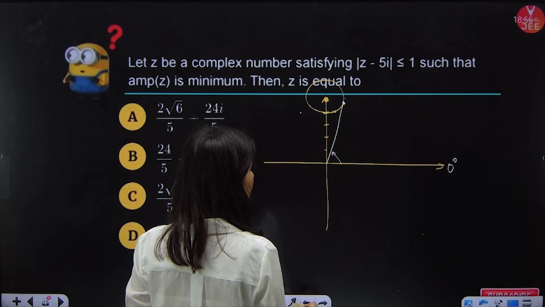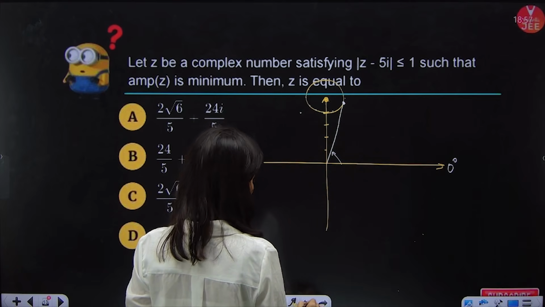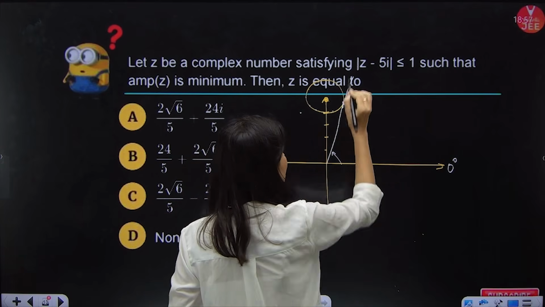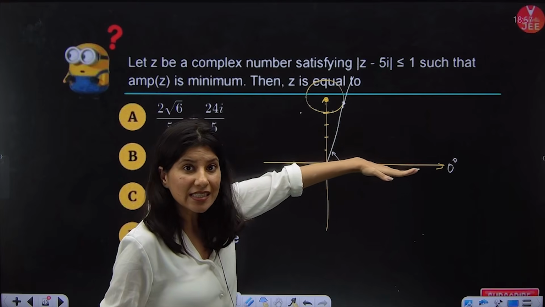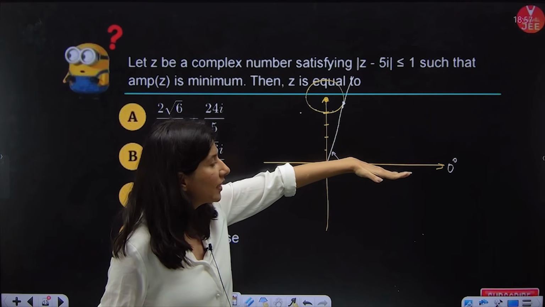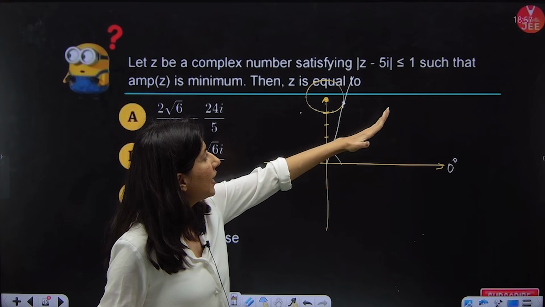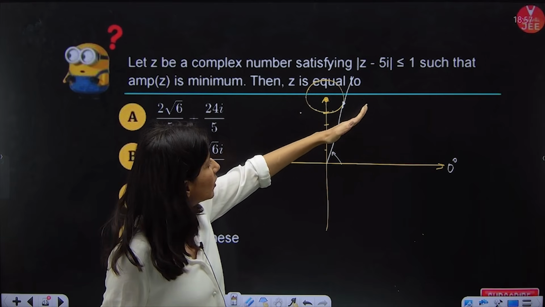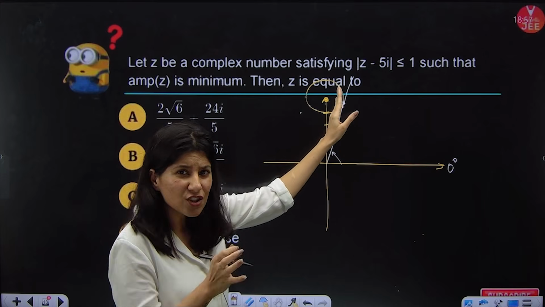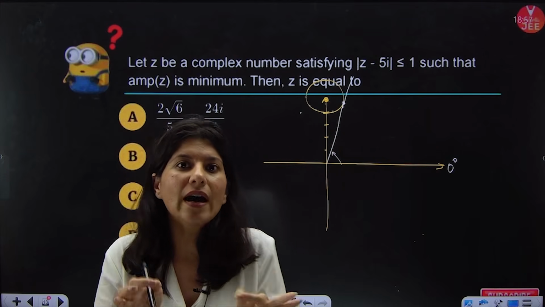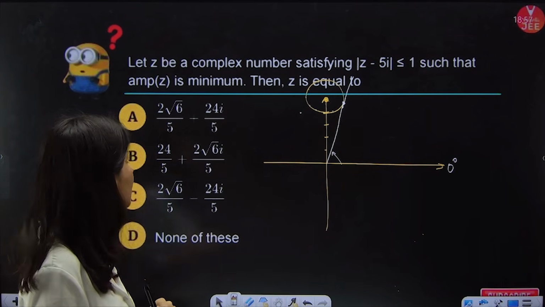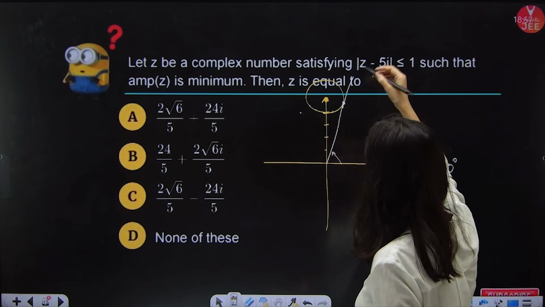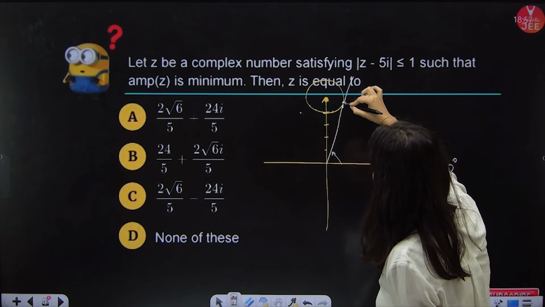That's the only point, the white color line is the only point where my amplitude is minimum, and this is nothing but the tangent. Okay. So I'm just increasing my amplitude from 0 degree, and my Z should either lie on this circle or inside the circle. So the moment my line touches the circle, that is when I will get the minimum amplitude. Okay, minimum amplitude. Perfect. So I just need to know this particular point.